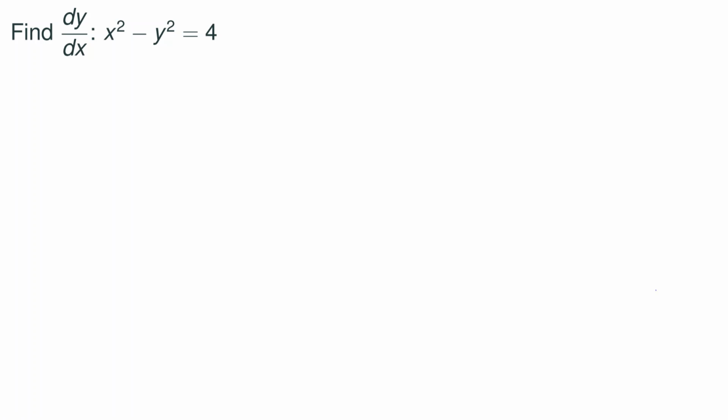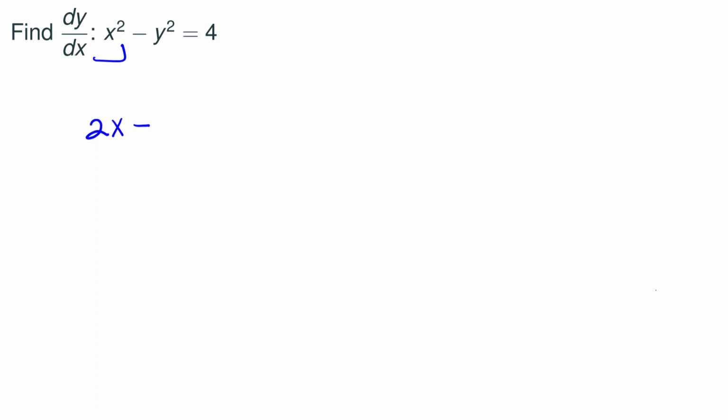Find dy/dx of the equation x squared minus y squared equals 4. So using implicit differentiation, we're going to take the derivative of each of these. The derivative of x squared is just 2x, minus the derivative of y squared.